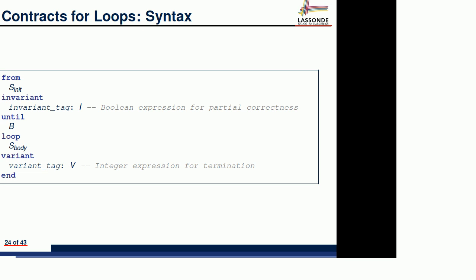Variant, you can think about it as like a counter, yes. How about this? You can think about the initial value for variant as a measurement of how many iterations you're going to have, approximately. That's why it's an integer. On the other hand, the invariant is more about some property you want to maintain.